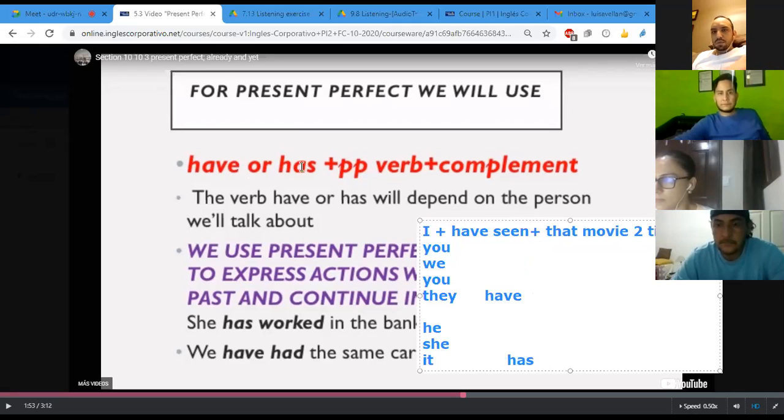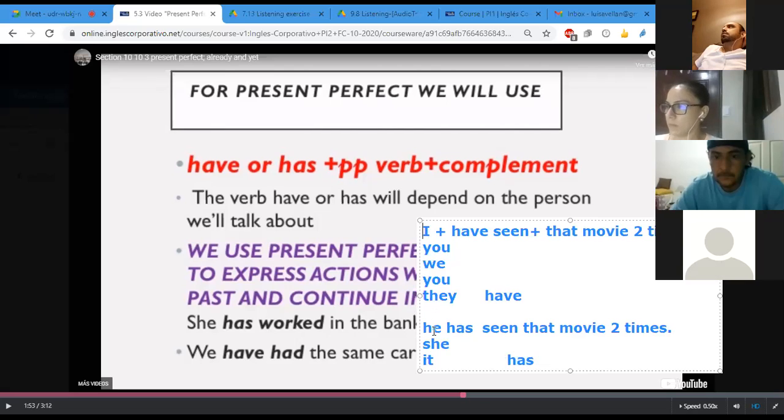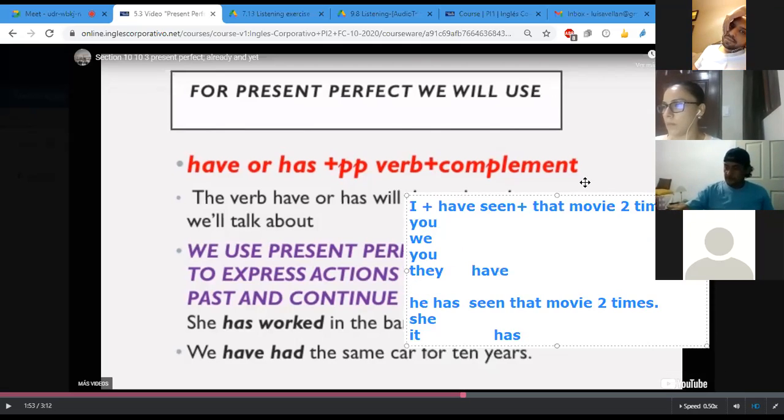And then have or has. Hey, you can use the same here. He has seen that movie 2 times. Okay, you see, we only change I, he, have, has. Then the rest is the same. Yes? Okay. Remember that there are more examples about this, right? So then we have this one. Let's continue.